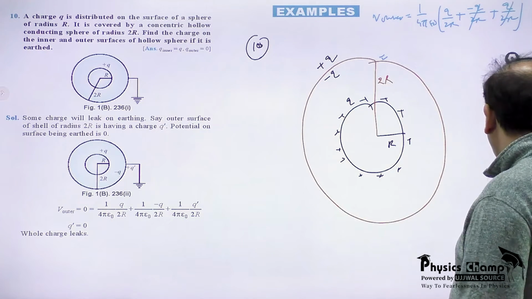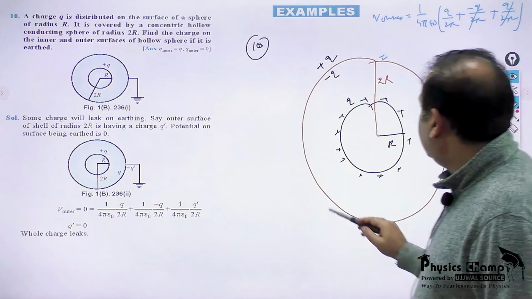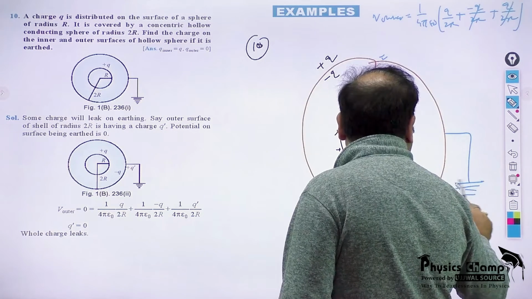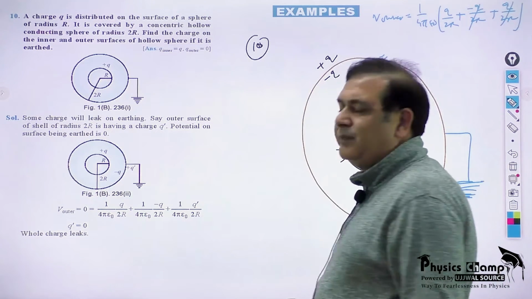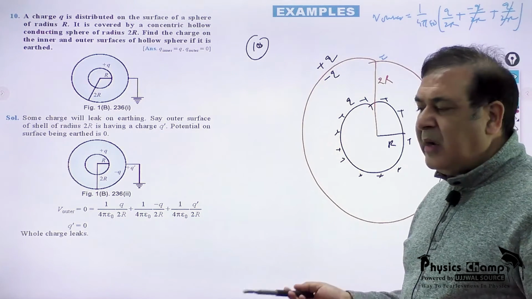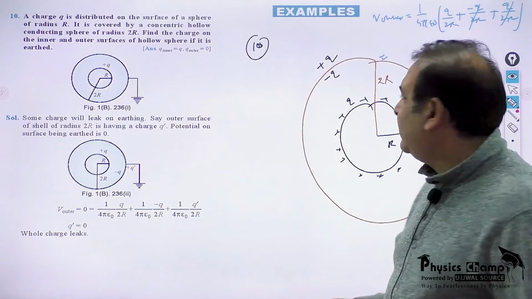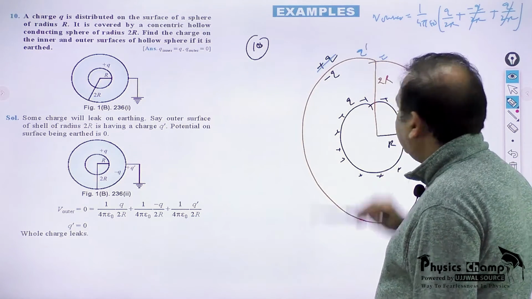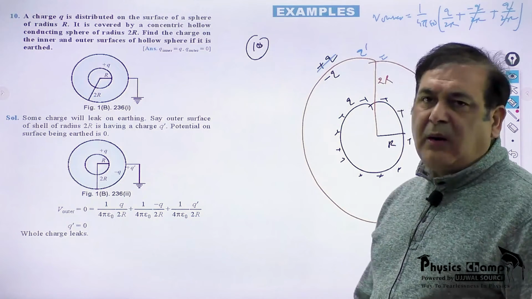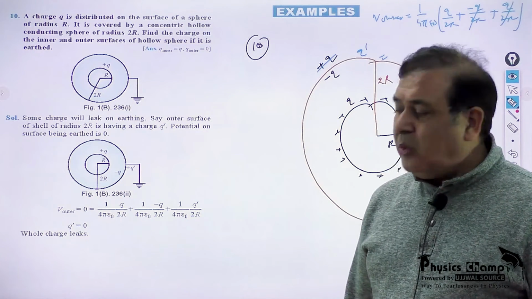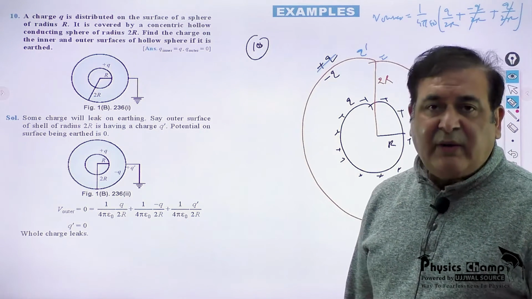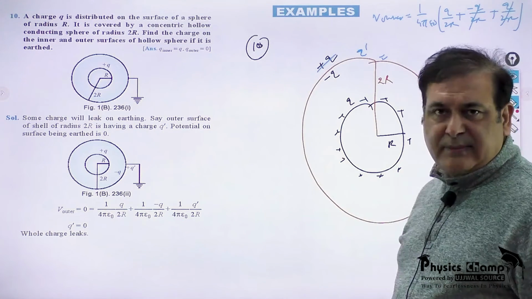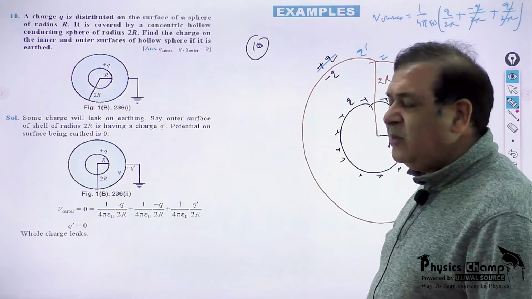But now it is earthed. When I do the earthing, some charge will leak. So this charge q is now left as q dash. We don't know how much it is going to be. Will the whole charge leak, or will it partly leak? So I say let the charge here be q dash. We want to know how much q dash will be.